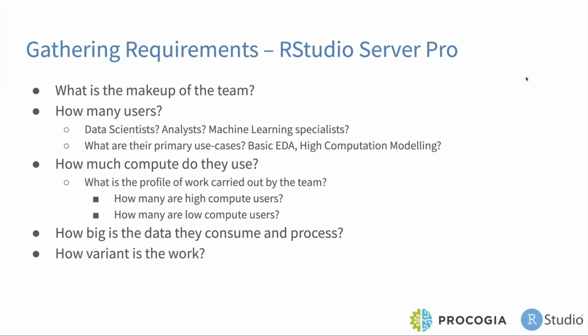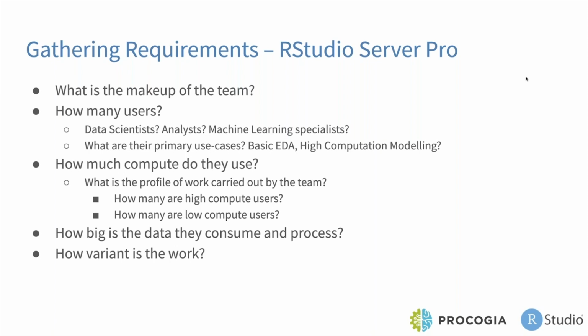So when we talk about Pro, we're talking about the data scientists, we're talking about their use cases, and we're trying to understand what is the makeup of this team. How many users do they have? Do they have data scientists, analysts, machine learning specialists? What kind of computation are they doing? Is it very high computation model? Are they doing lots of simulations? Is the data that they're working with quite large? Is it small? Is it highly dimensional?